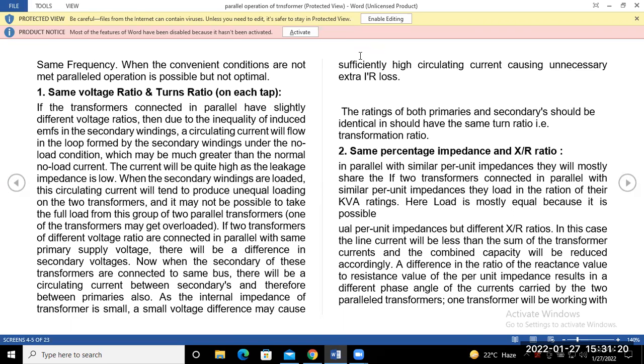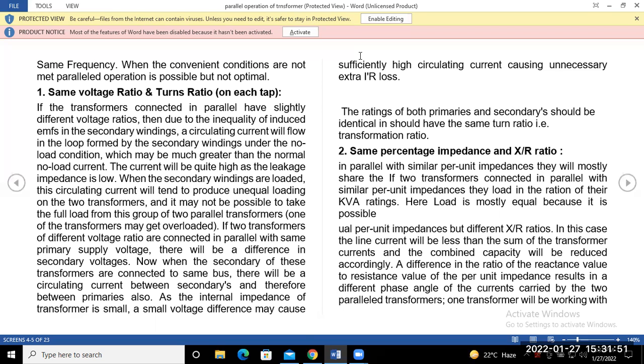And the second one is the same percentage impedance, and the reactance to resistance ratio should be the same for the two transformers you want to connect in parallel. So if two transformers are connected in parallel with similar per unit impedance, they will share the load in the ratio of their KVA ratings. Here the load is mostly equal because it is possible.